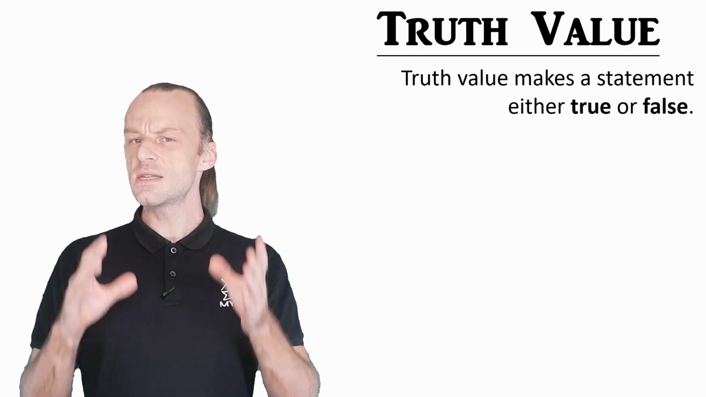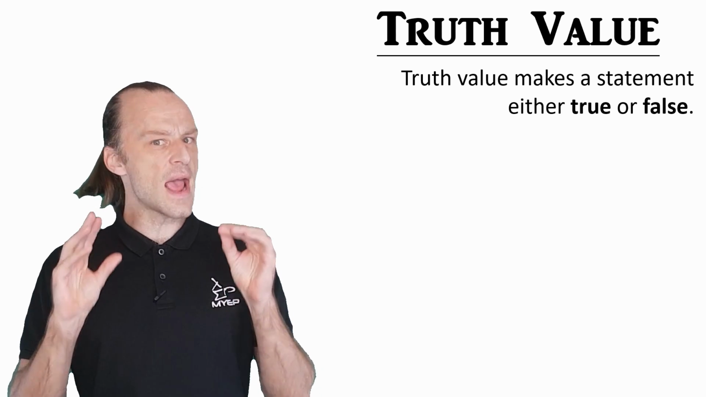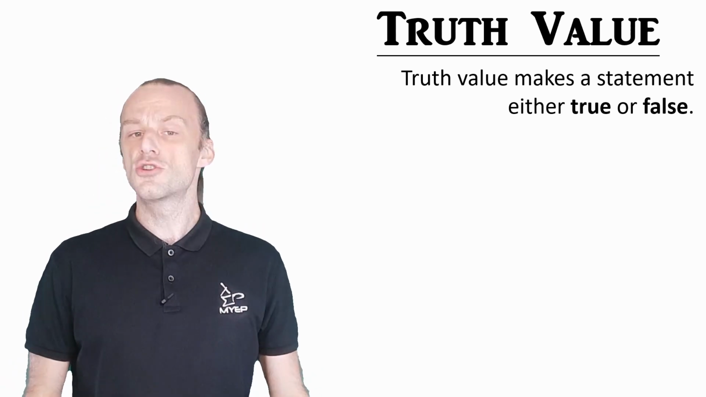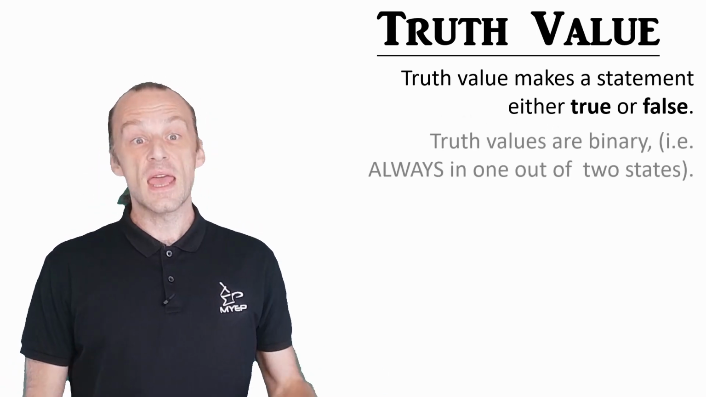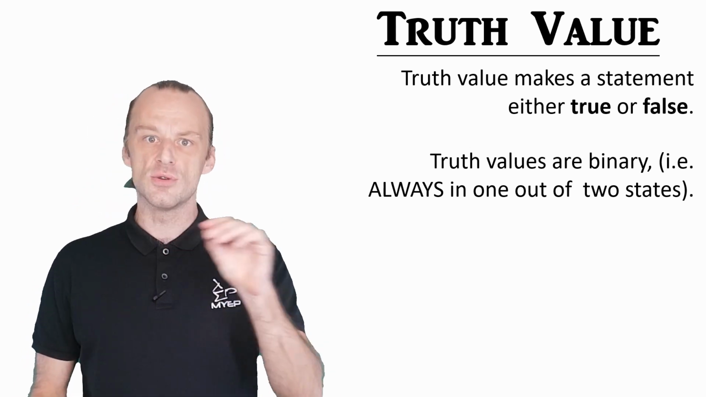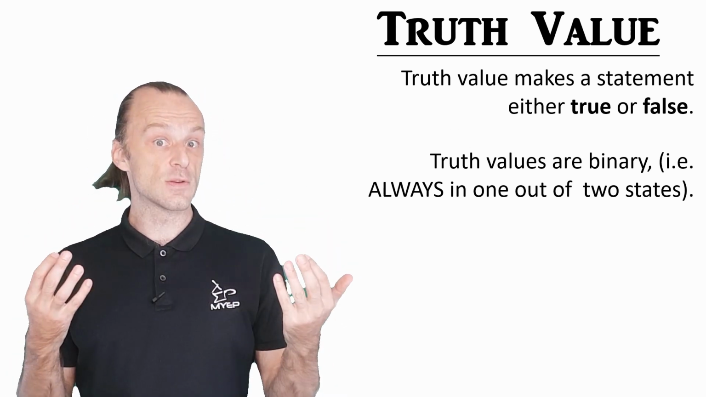Let me focus on the idea of a truth value, just the idea of a statement being true or false. This seems obvious, but it's also absolutely important. Truth values are binary. They are always in one of two states, true or false.